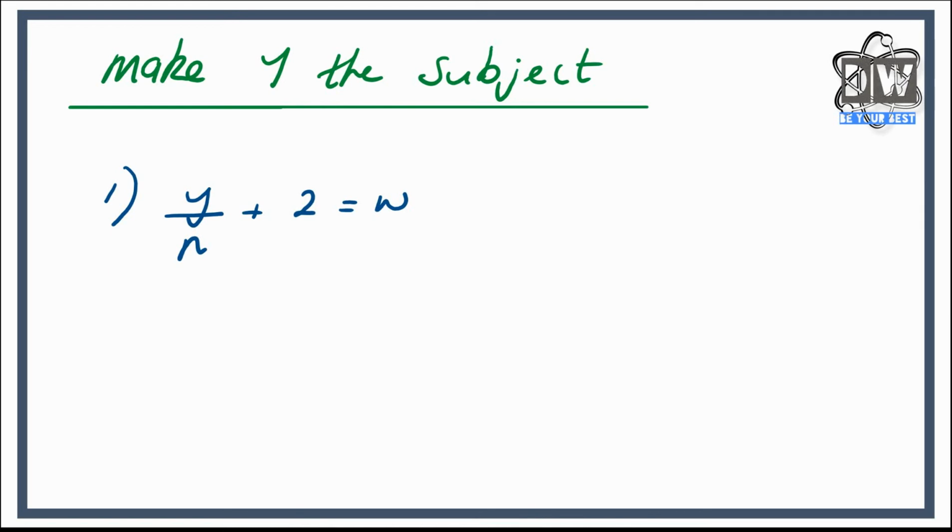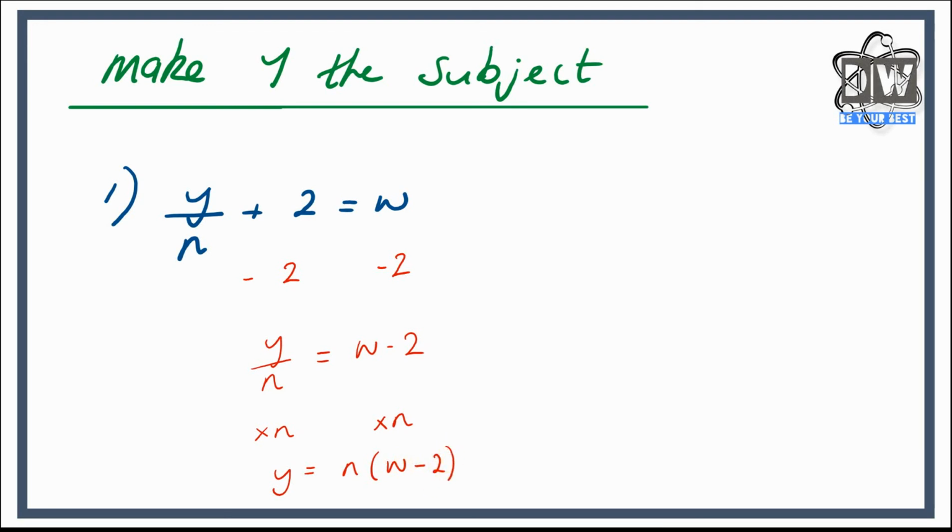Okay, so like a two-step equation, we've got to do the same thing. So we've got to minus 2a from both sides, and then rewrite y over n equals w minus 2. And then what we've got here is y divided by n, so we're going to times it by n. We're going to times the whole lot by n, right? So that means we've got y equals, and we can leave n on the outside, and we can put w minus 2.